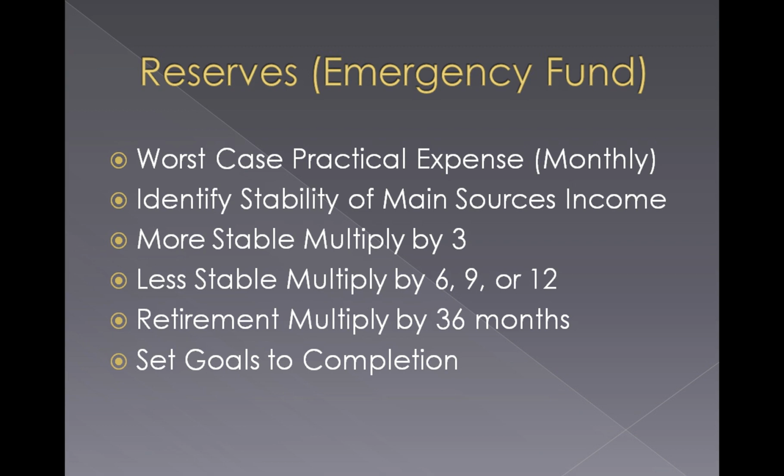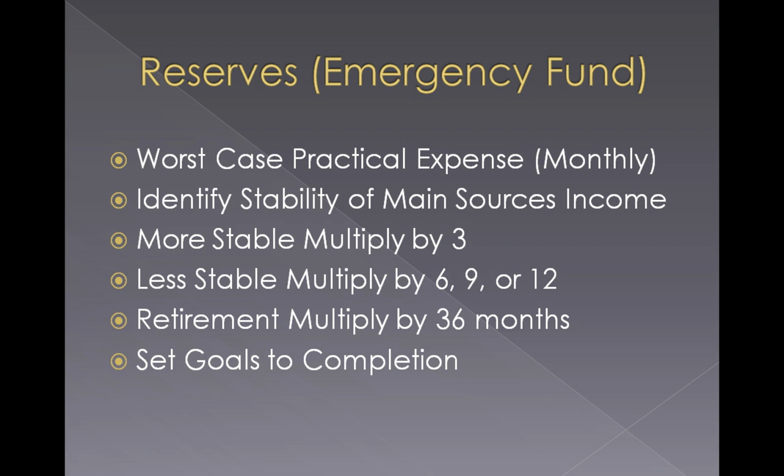Now, if your income is not as stable as a teacher, a nurse, or a doctor, you're going to multiply it by something else. If you're an engineer or something with a technical background, you can set that to about 6. If you're doing entrepreneurship, that could be incredibly unstable, in which case you want to set that to 9 or 12.